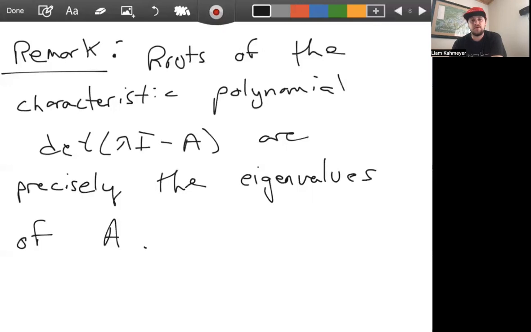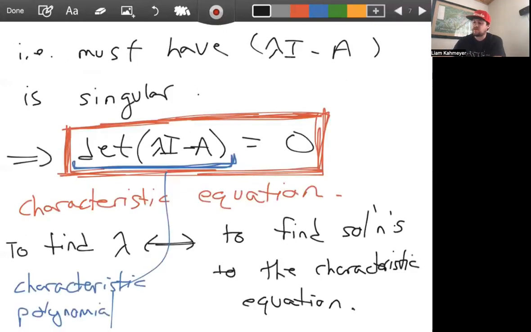What's the root of a polynomial? A root of a polynomial is a value such that when you plug it into the polynomial, you get 0, right? Well, this determinant of lambda I minus A is going to be some polynomial. Set it equal to 0. That gives us the characteristic equation. Solutions to this equation are in a bijective correspondence with roots of the characteristic polynomial, which is in bijective correspondence with the eigenvalues of A, right?